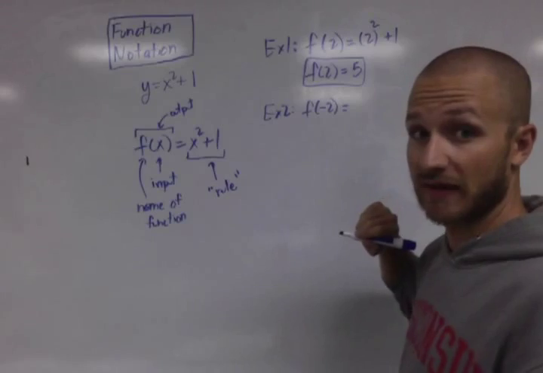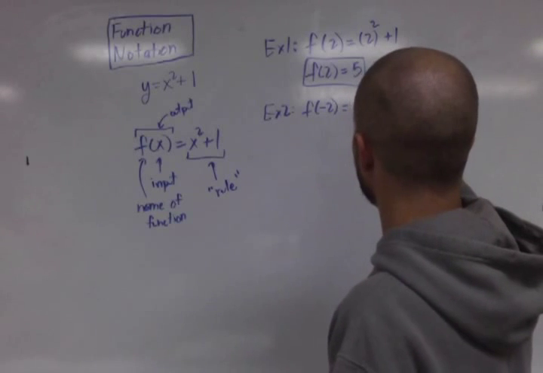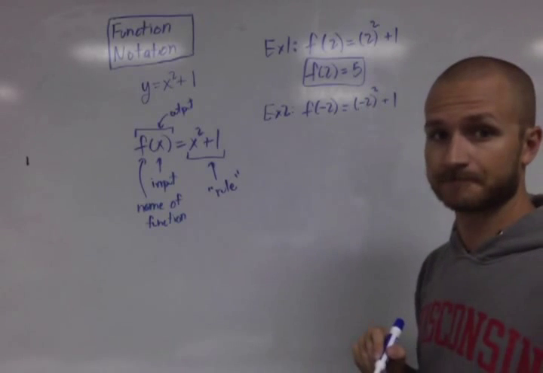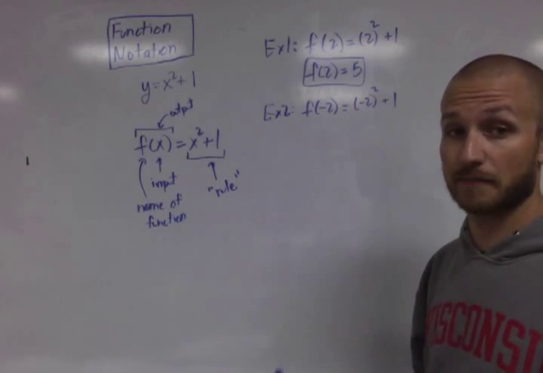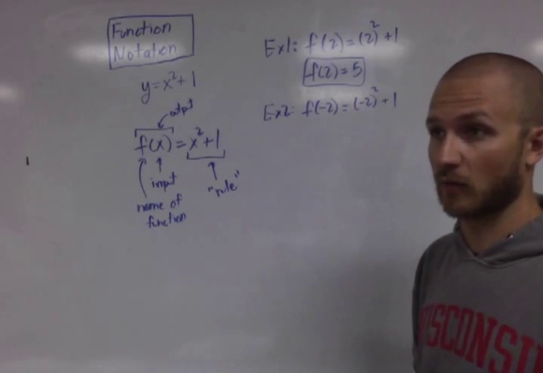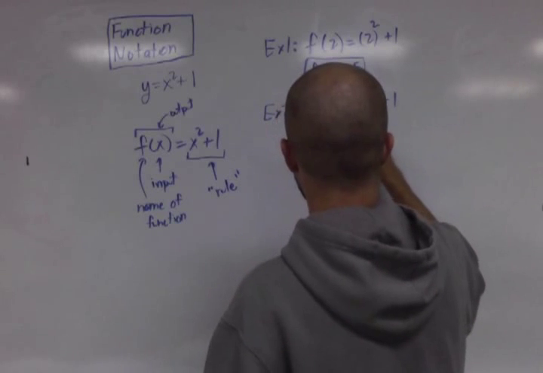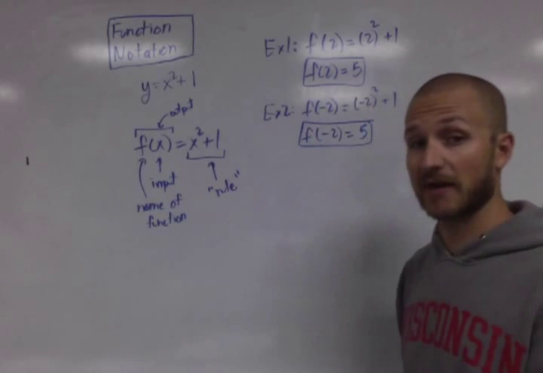Well, let's substitute that again, just like we did above. I get negative 2 squared plus 1. See, negative 2 squared would be negative 2 times negative 2, which is positive 4. Add that 1, I get 5. And I actually end up getting the exact same answer. Okay?